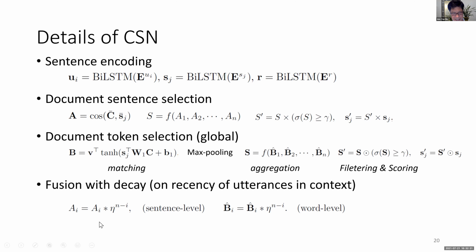The second element that I mentioned is the decaying factor. Depending on the position of the utterance, we determine how important this utterance or sentence is, depending on the corresponding utterance in the context. A more recent utterance will assign a higher importance to the corresponding sentences or tokens. So that's the key idea.